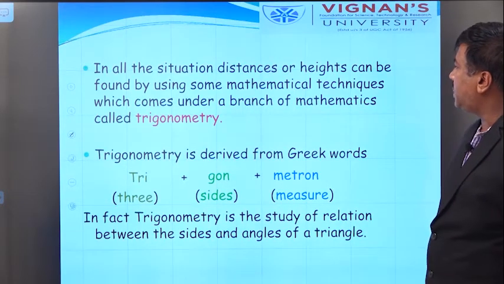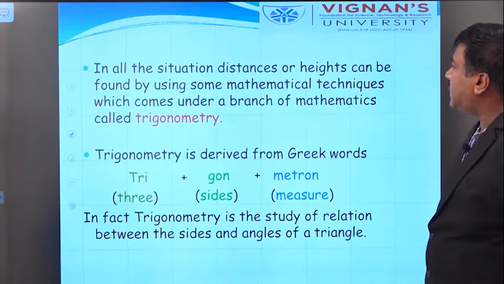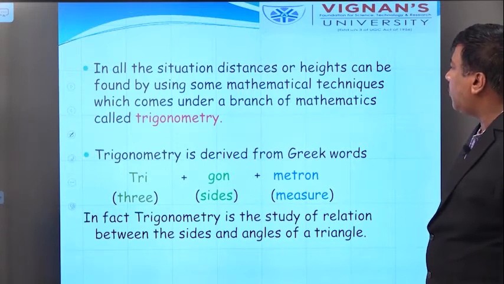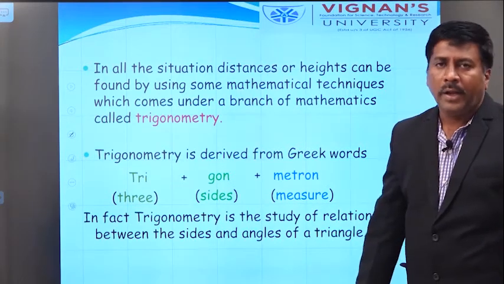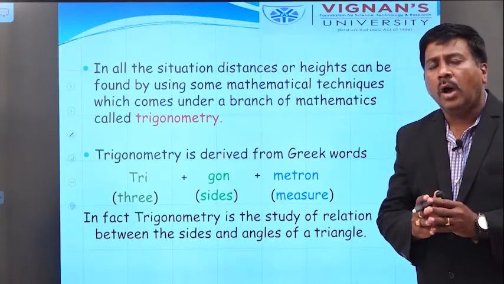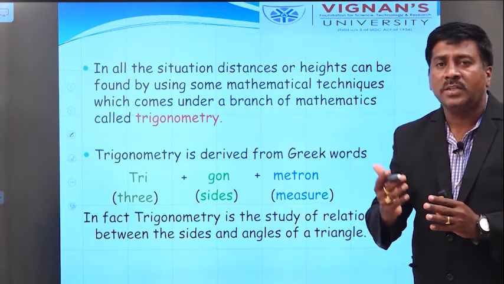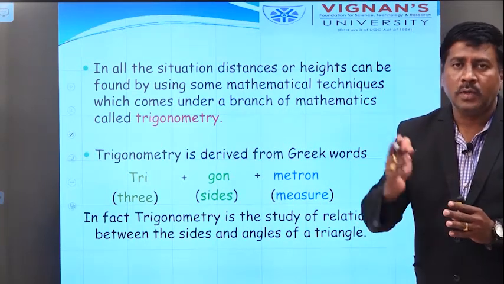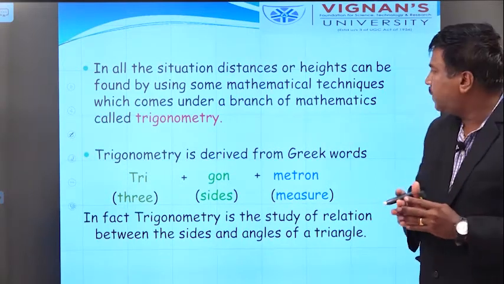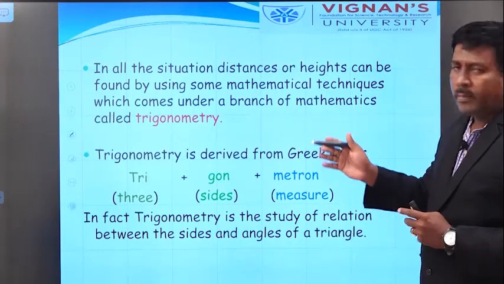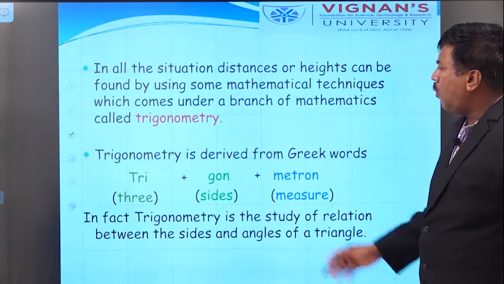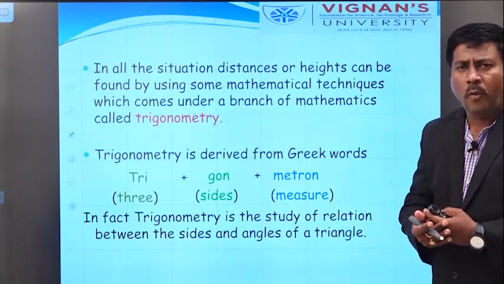So in all these situations, distances or heights can be found by using some mathematical techniques, which come under the branch of mathematics called trigonometry. This is the main important application. Whatever the object is, how much distance there is between the person and the object, trigonometry is useful for finding or measuring the distances and the angles.